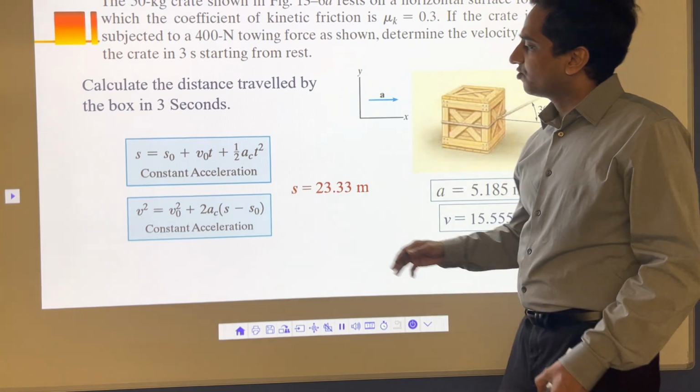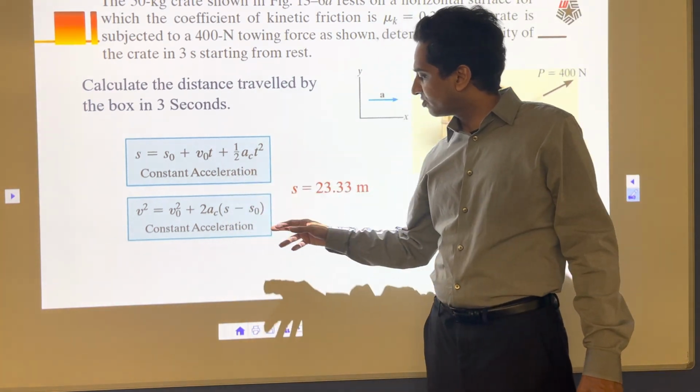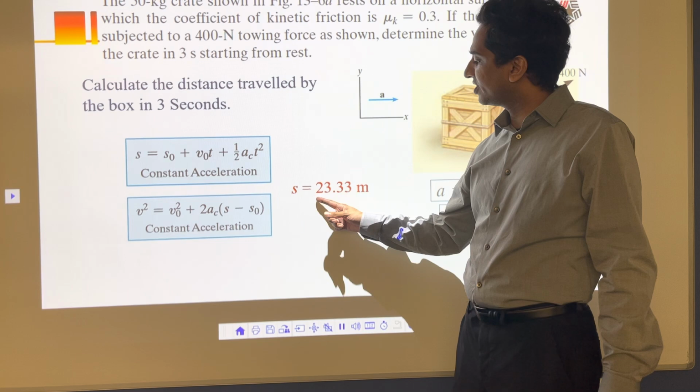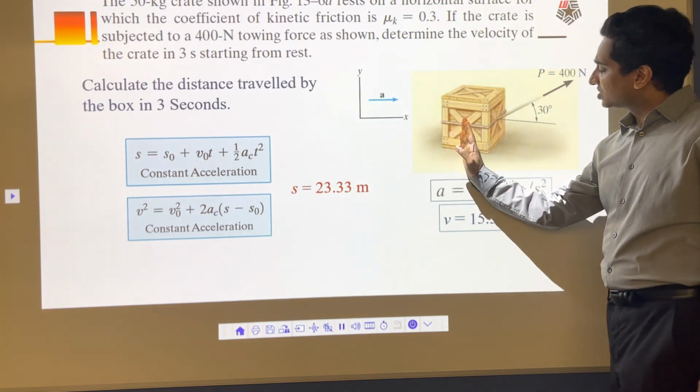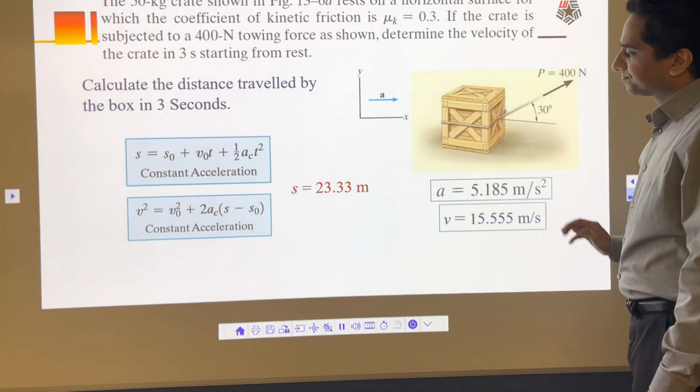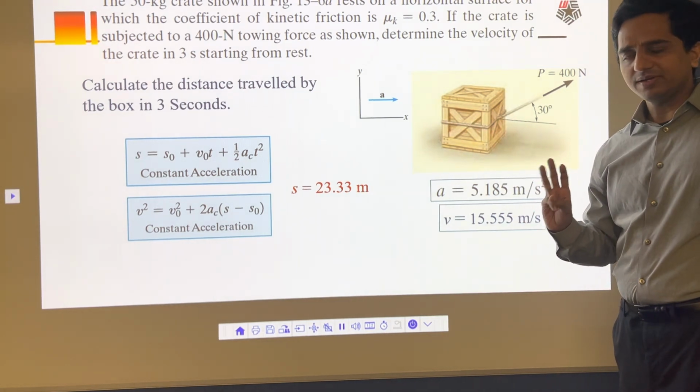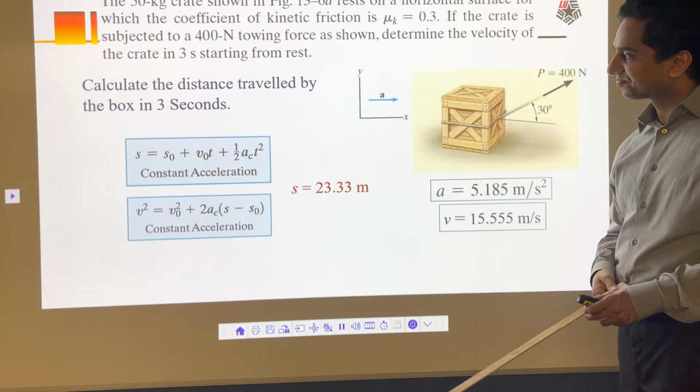In that case, if you use one of these equations, the distance traveled you will get is 23.33 meters. So 23.3 meters. Once it starts from 0, it's going to travel 23.3 meters. And that's the problem. It's very simple.